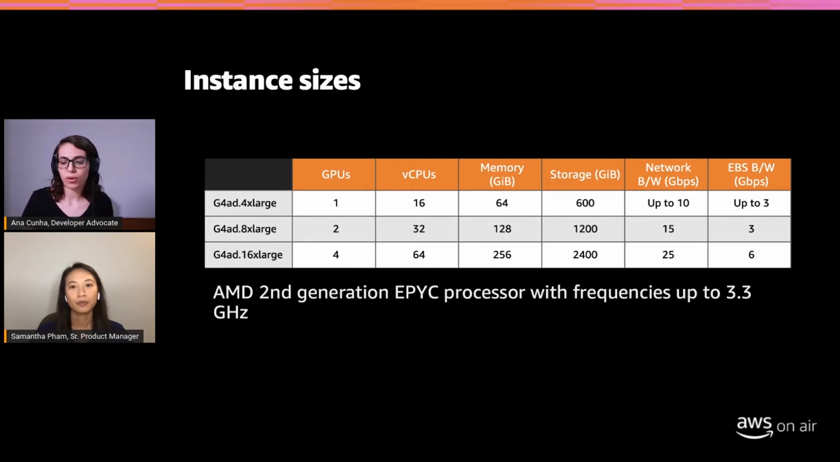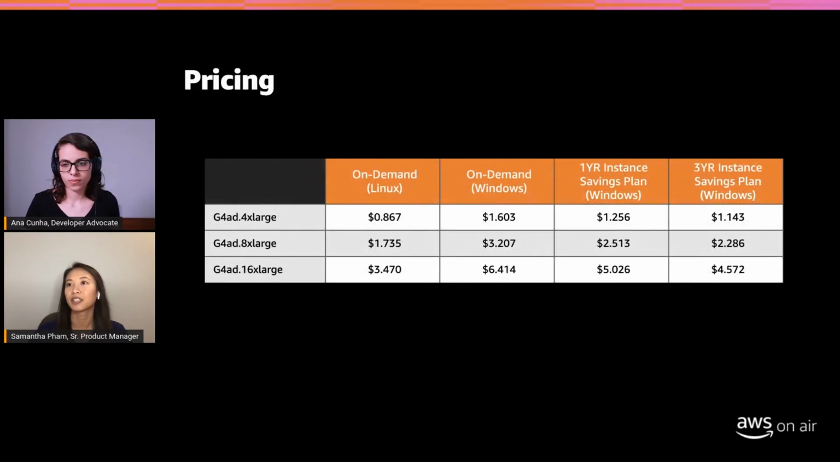And can you give us some info about pricing? Yeah, of course. For these instance sizes, we have pricing here. If you take a look at these prices, specifically the G4AD 4xlarge, that instance size has the same specs as the G4DN.4xlarge in terms of GPU, CPU, memory. And for the Linux pricing, which you see there as 86.7 cents per hour, that's actually over 25% lower than the G4DN price.